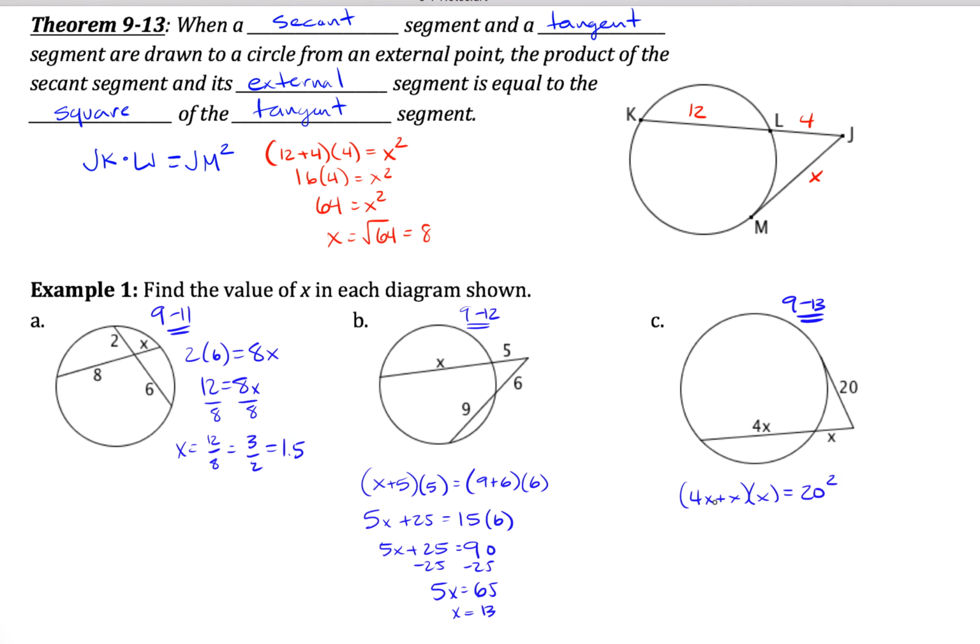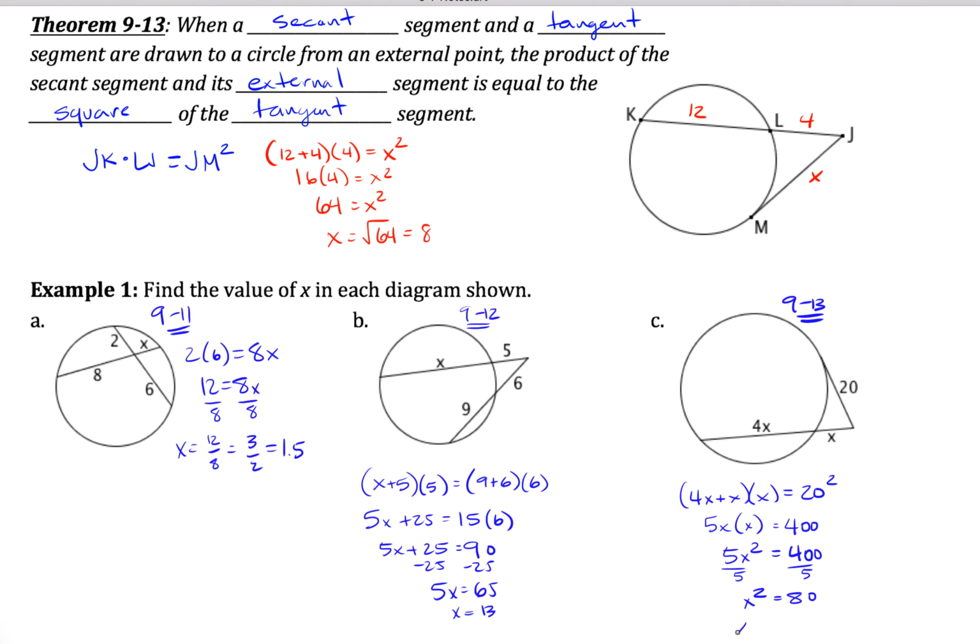So now if I simplify or combine my like terms over here, that would be 5x getting multiplied times x equals 20 squared, which is 20 times 20, which is 400. And now this turns into 5x squared, not 6x. Some people will accidentally make this 6x right here. Remember, 5x times x results in 5x squared, and that equals 400. So now if I divide both sides by 5, then x squared is equal to 80.